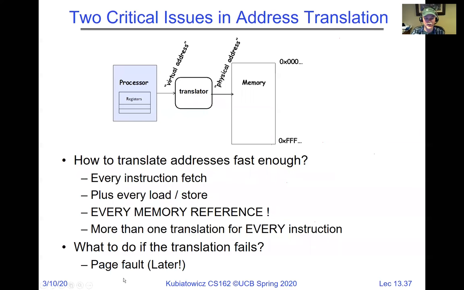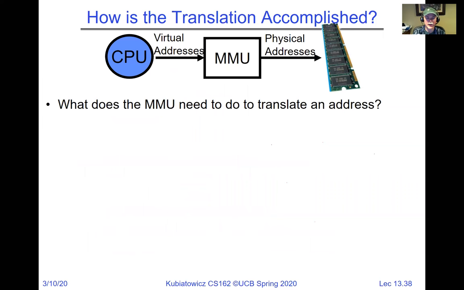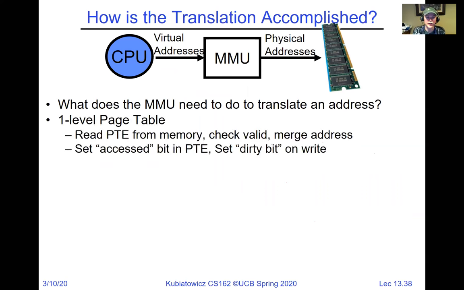There's another interesting question, which is what to do if the translation fails, you get a page fault, and we start doing interesting things like copy on write and so on. But we'll save that for next time. But how is this translation accomplished? And what does the MMU need to do to translate an address?